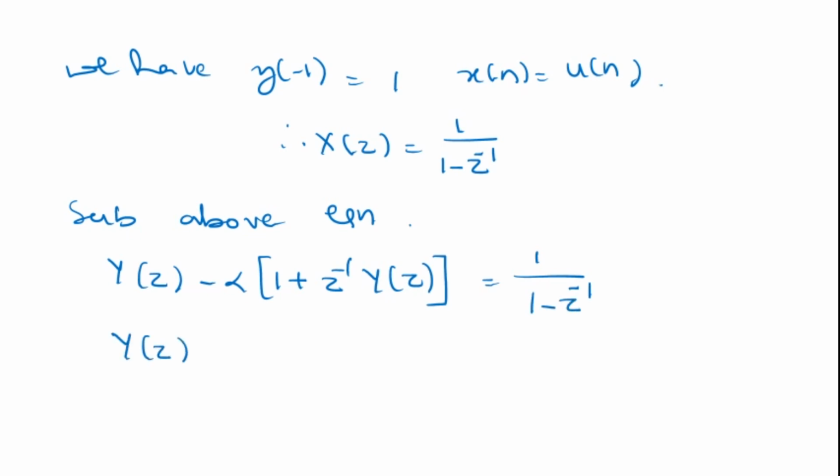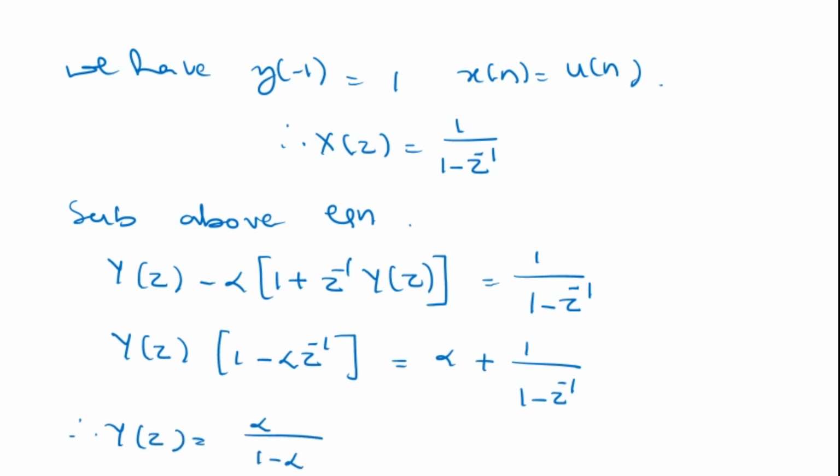Or y of z into 1 minus alpha z inverse is equal to alpha plus 1 divided by 1 minus z inverse. Therefore, y of z is equal to alpha divided by 1 minus alpha z inverse plus 1 divided by 1 minus alpha z inverse into 1 minus z inverse.